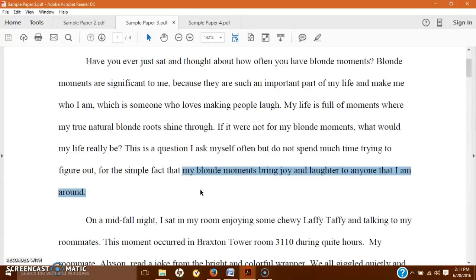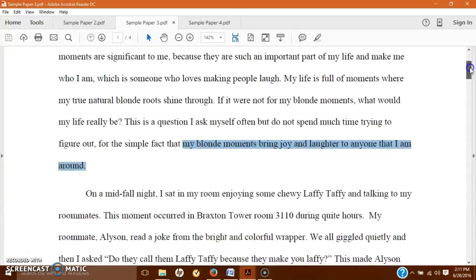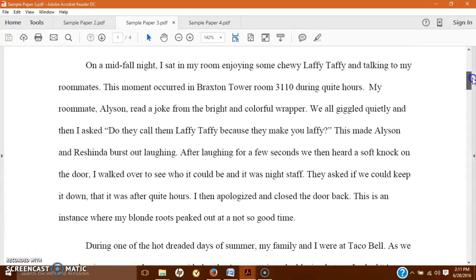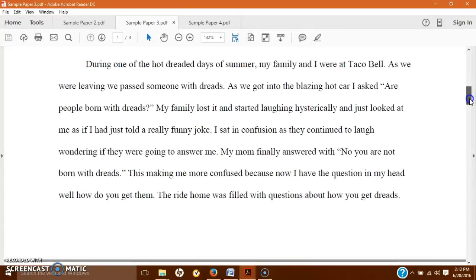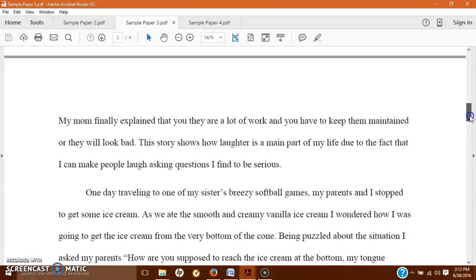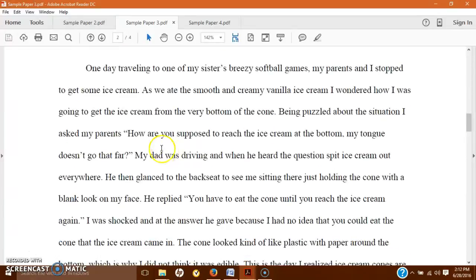The 3 stories that she has, so if you read through this one, she asks, do they call them Laffy Taffy because they make you laughy? And a lot of people in the car found this hilarious. It was like one of her blonde moments, so she calls them. She also asked, are people born with dreads? Because she didn't know how dreadlocks worked, which is funny. And then the last one is, how are you supposed to reach the ice cream at the bottom of an ice cream cone? My tongue doesn't go that far.